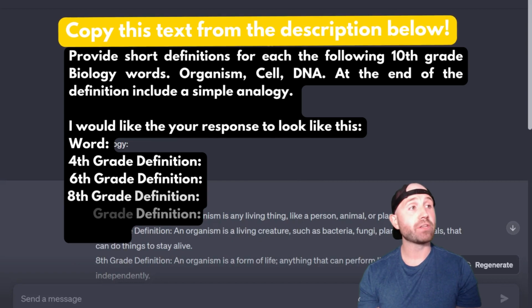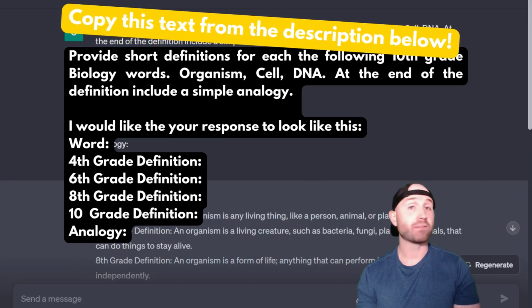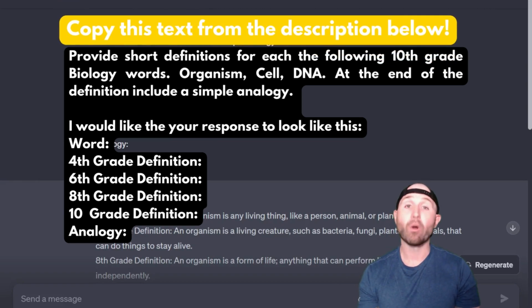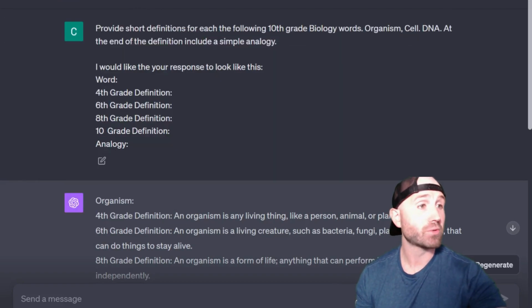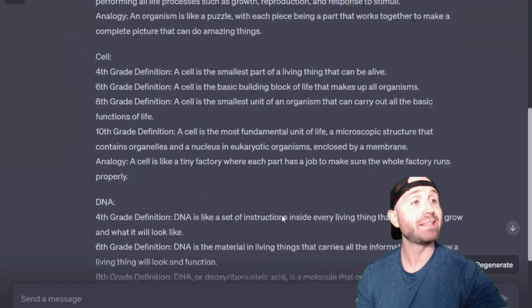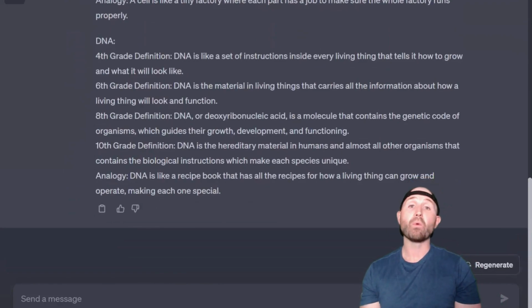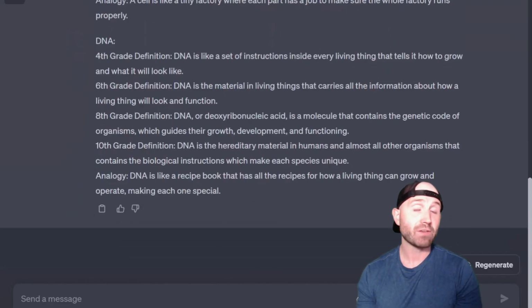How about an example from high school biology? I asked it for definitions for the words organism, cell, and DNA. And I asked it for an analogy at the end of these words to help us understand what each means. Here's what it came up with for organism, cell, and DNA, and we can see that we have analogies at the bottom. A cell is like a tiny factory. DNA is like a recipe book. These are really helpful ways for students to be able to understand the definitions at the levels they need to, and also have an analogy to make a comparison.